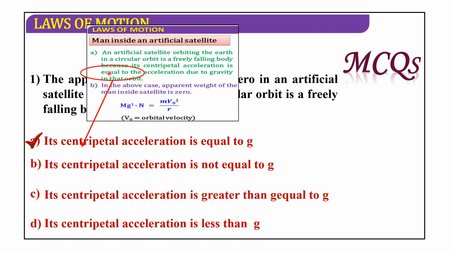So here an artificial satellite orbiting the earth in a circular orbit is a freely falling body, equal to the acceleration due to gravity. So its centripetal acceleration is equal to g.